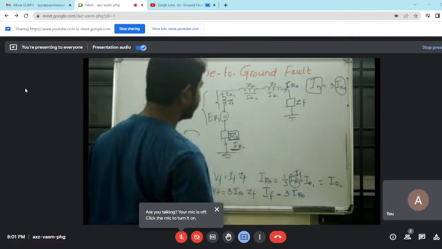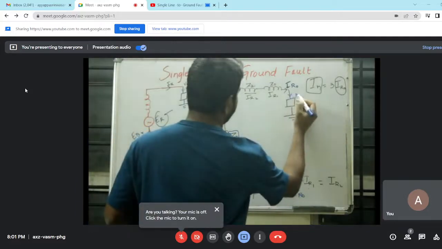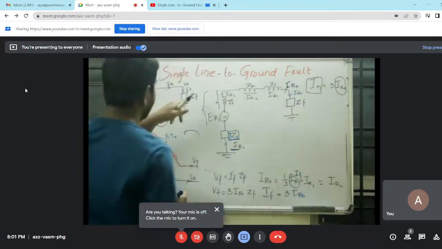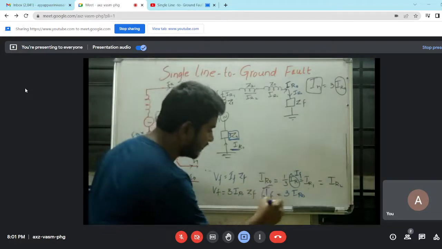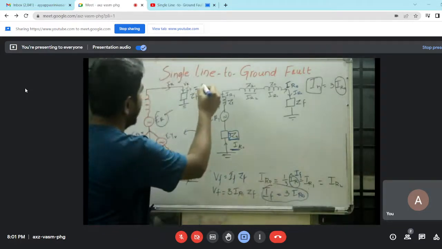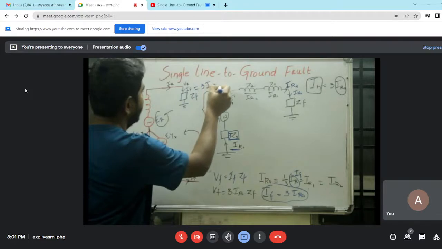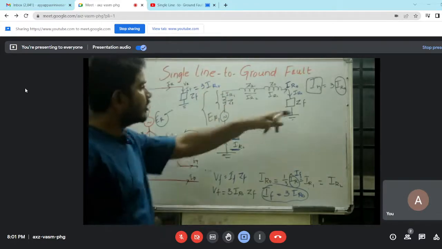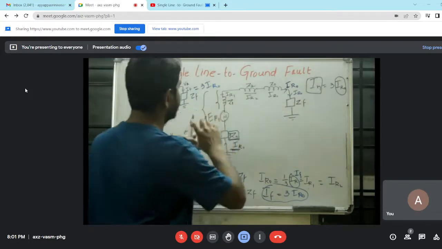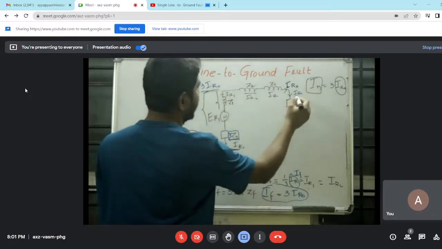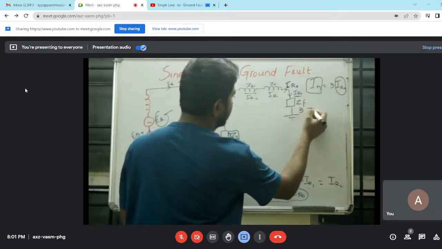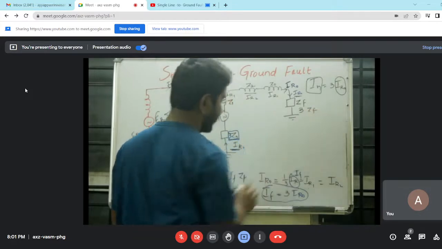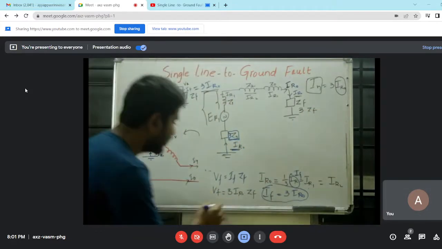Now again you can see here the current is IR0, right? But here your IF is given as 3 times of IR0. Now in order to make this 3 times IR0 equivalent to IR0, we multiply the fault impedance again, 3 times ZF.